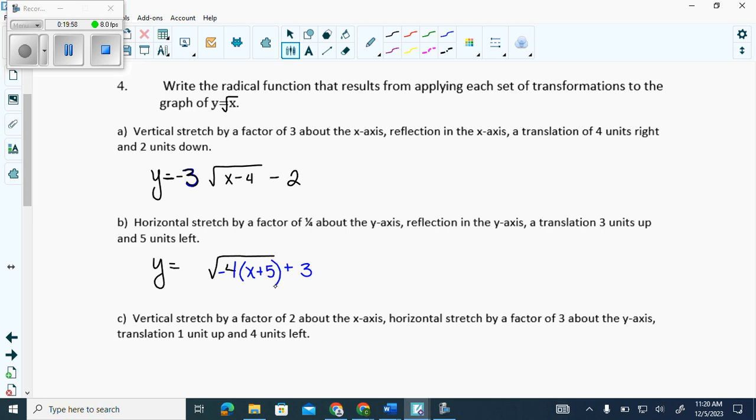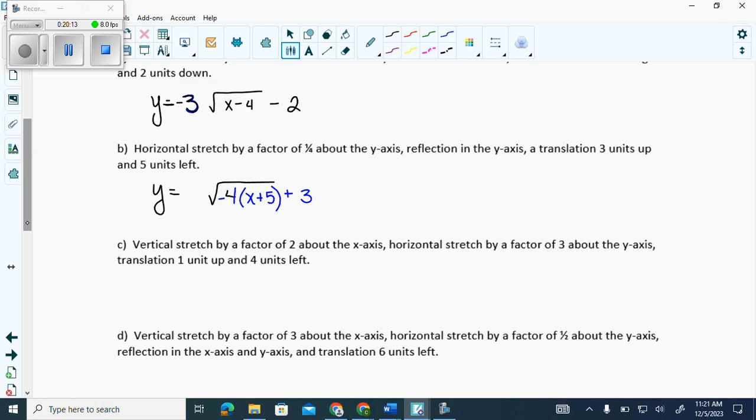So we have to make sure we have it in brackets when we do that horizontal translation, because it has to have a 1 in front of it in order for our horizontal translation to be right. Now after, if they didn't have one with brackets, you would distribute the -4 and then you get -20, right? You do that after the fact. Here we have a vertical stretch by a factor of 2 about the x-axis, a horizontal stretch by a factor of 3 about the y-axis, a translation 1 up, 4 left.